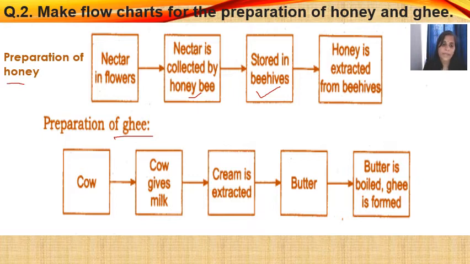How do we prepare ghee? The cow gives us milk. Then from that the cream is extracted. Then butter is made, and then butter is boiled and ghee is formed. This is a very common activity which is done at our home also. Your mother must also be preparing ghee at your place.